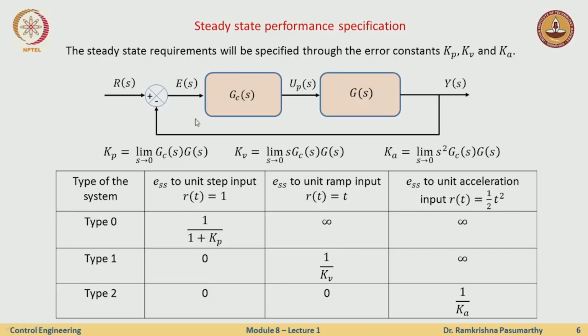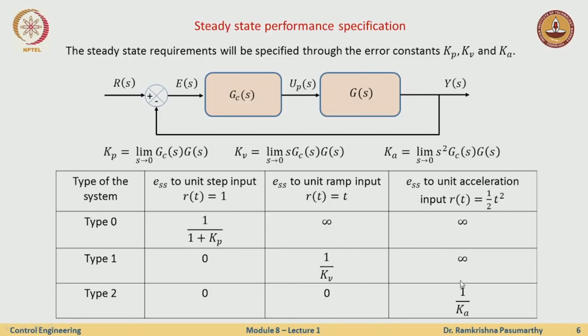Similarly, a type 0 system will never be able to track a ramp signal, a parabolic signal, or other higher order signals. If the system is of type 1, which means G times GC has a pole at the origin, then it can track a step input with 0 steady state error. It is able to track a ramp with some steady state error, and it will never be able to track a parabolic signal. Similarly for type 2 systems, the steady state error for a step reference is 0, the steady state error for a ramp input is 0, but for a parabolic input it is some finite number, right.